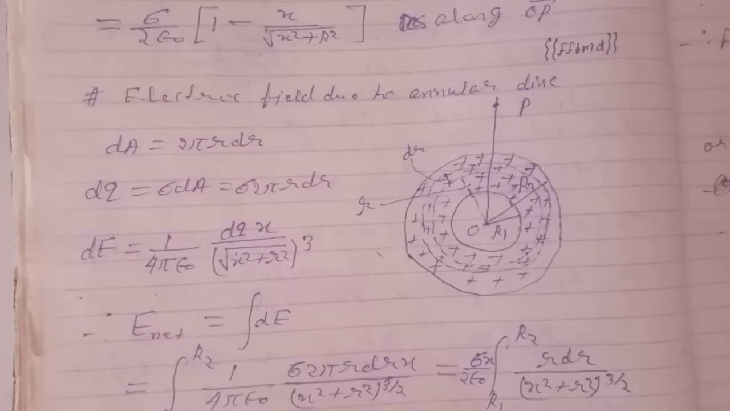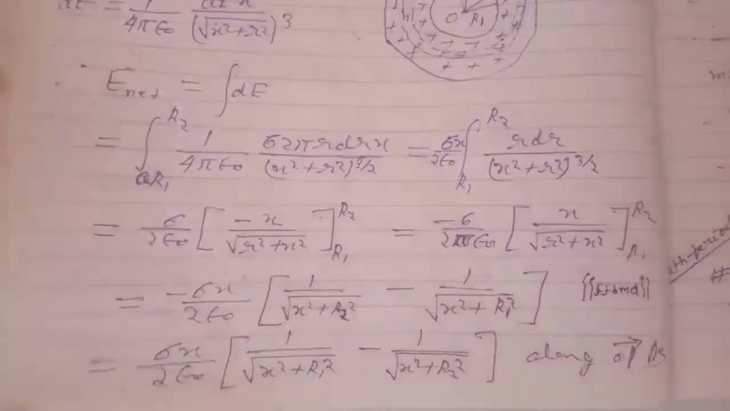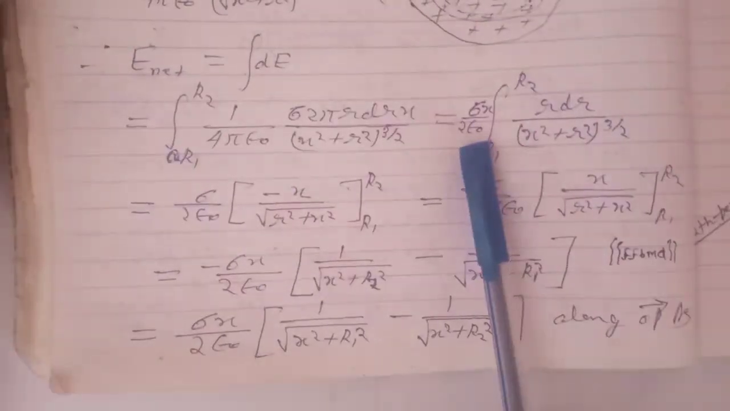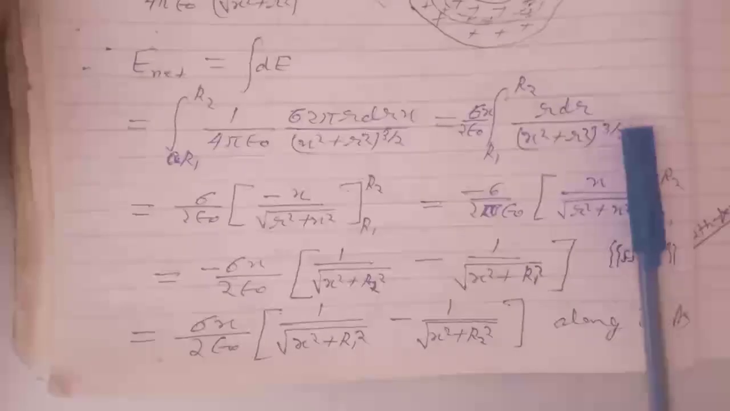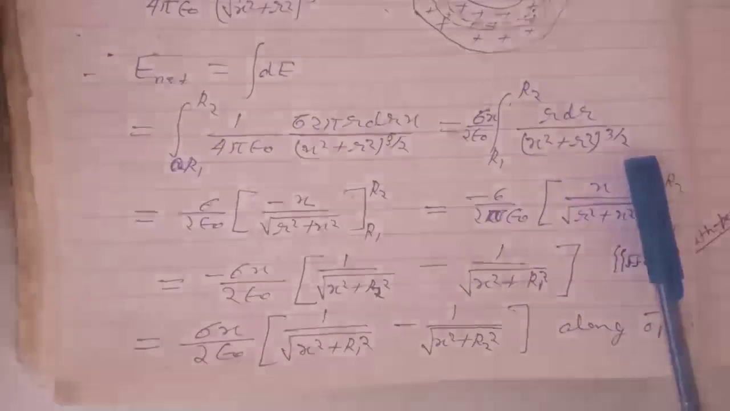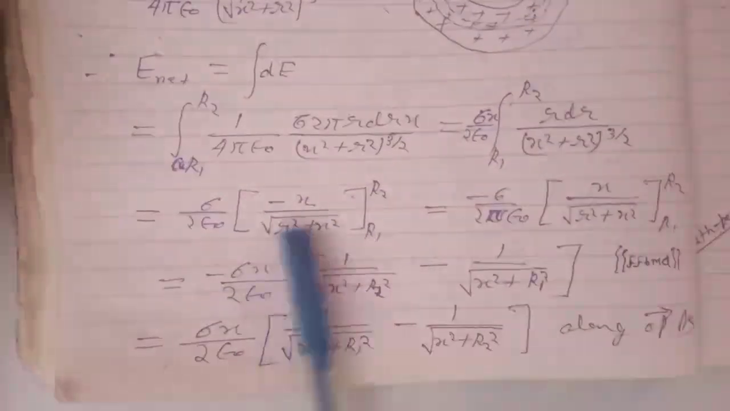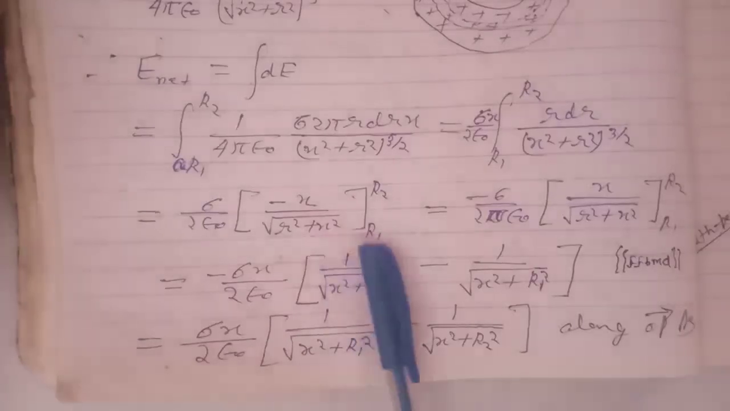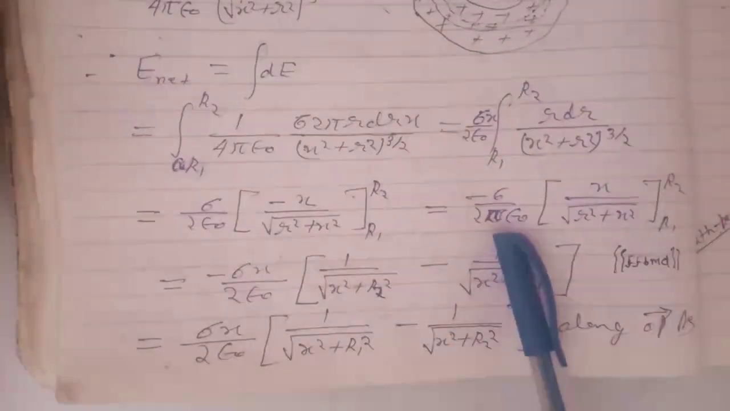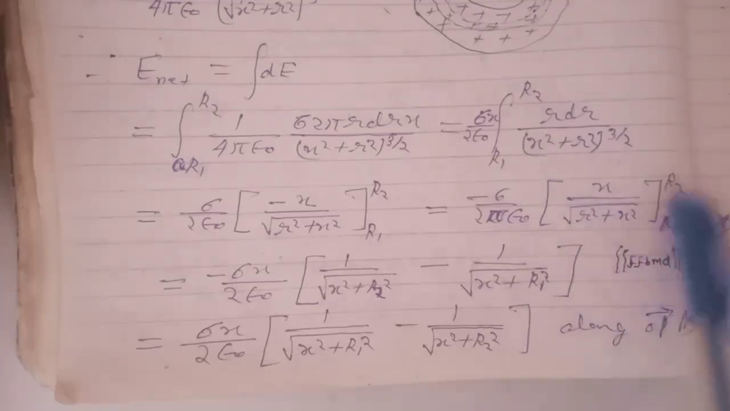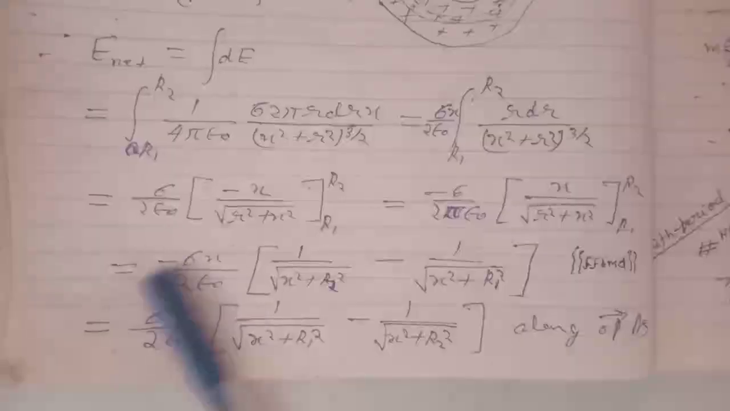So here we have calculated the integration. So sigma x by 2 epsilon naught, r1 to r2, r dr by x square plus r square to the power 3 by 2, equals sigma by 2 epsilon naught. Integrating it, we will get minus x by under root r square plus x square, r1 to r2, minus sigma by 2 epsilon naught, x by under root r square plus x square, r1 to r2.